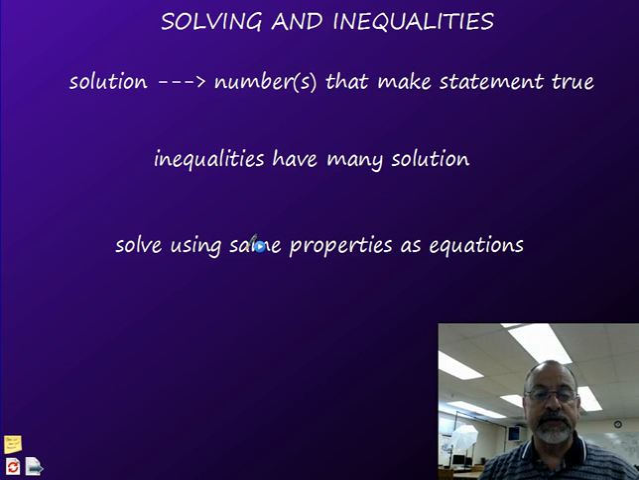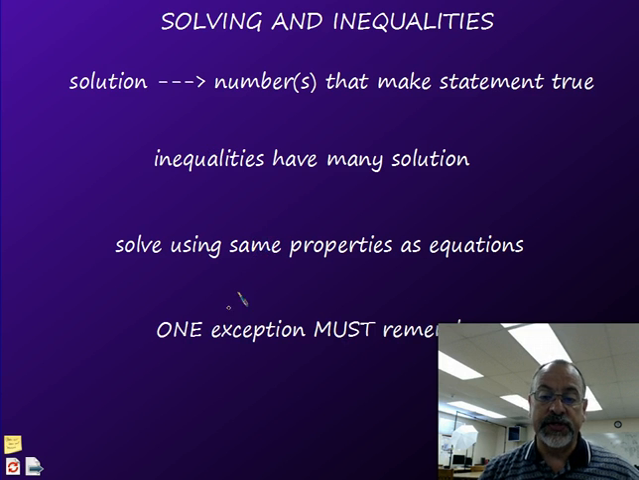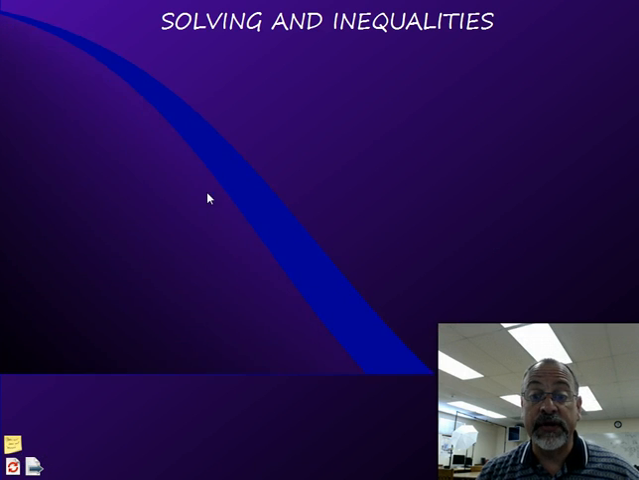So all those properties of equality that we talked about in earlier lessons, where you can add the same thing to both sides, subtract the same thing from both sides, you can remove fractions, you can gather variables to one side, all of those rules apply. You do the exact same thing with inequality. There's absolutely no difference at all. There's just one exception that you have to remember, and this is really the only difference.